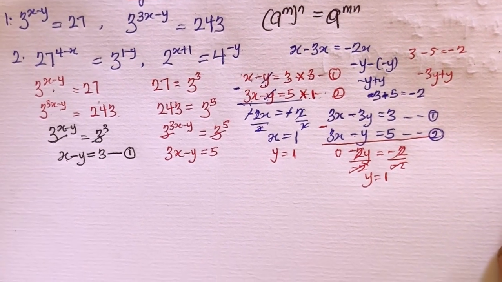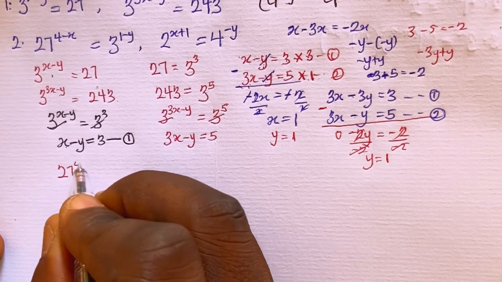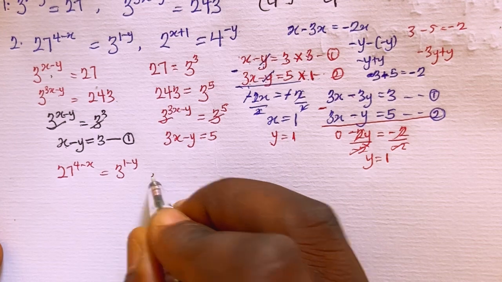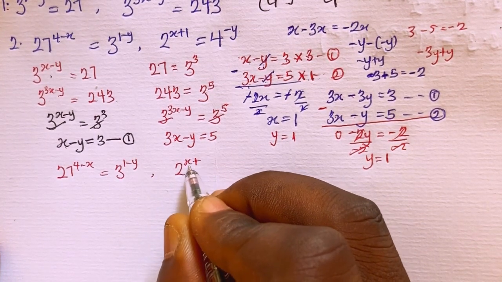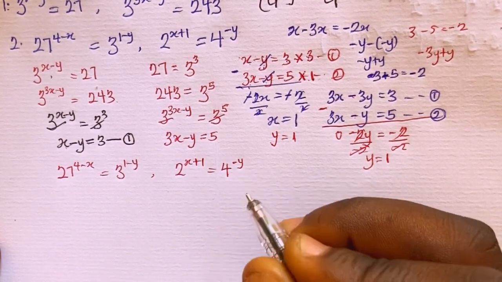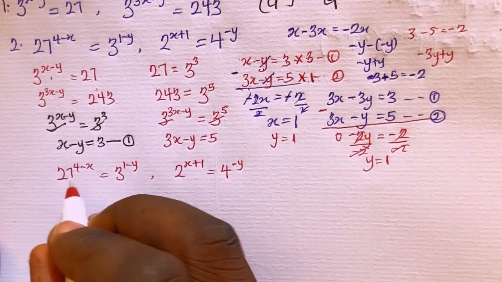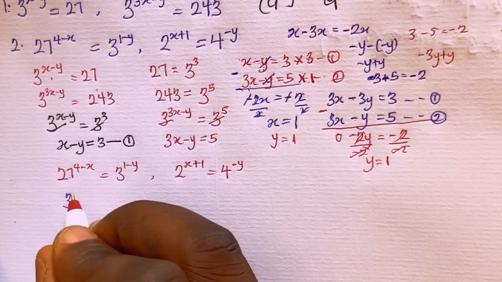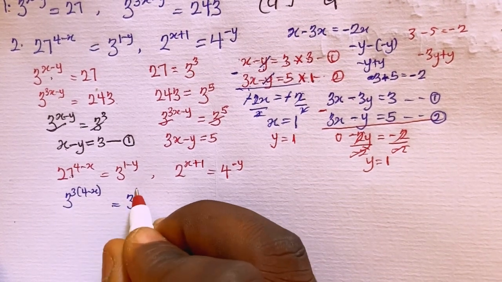Now let's move to the second question. Let me write it out: 27 raised to power 4 minus x equals 3 raised to power 1 minus y, and 2 raised to power 2 raised to power x plus 1 equals 4 raised to power minus y. What I'm going to do here is say my 27 is the same thing as 3 raised to power 3. Then I have 3 raised to power 3 into brackets 4 minus x equals 3 raised to power 1 minus y.